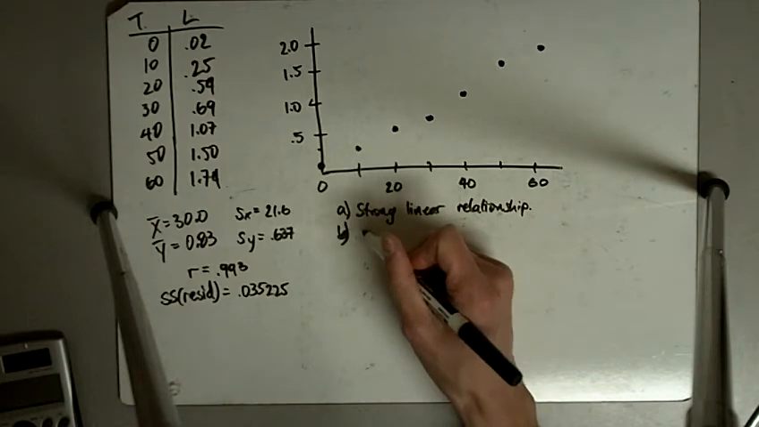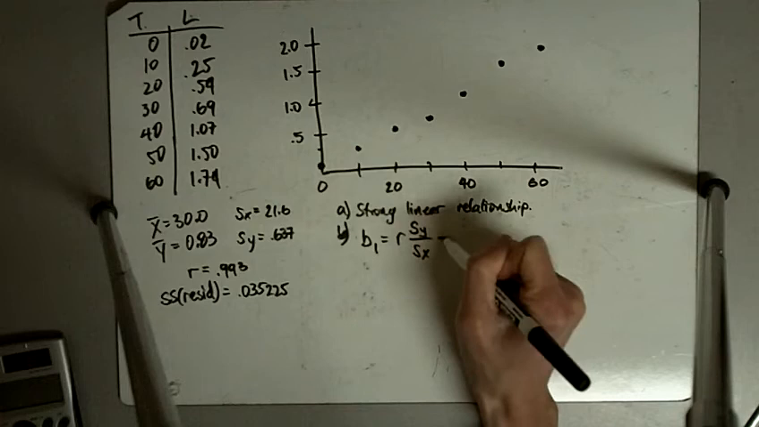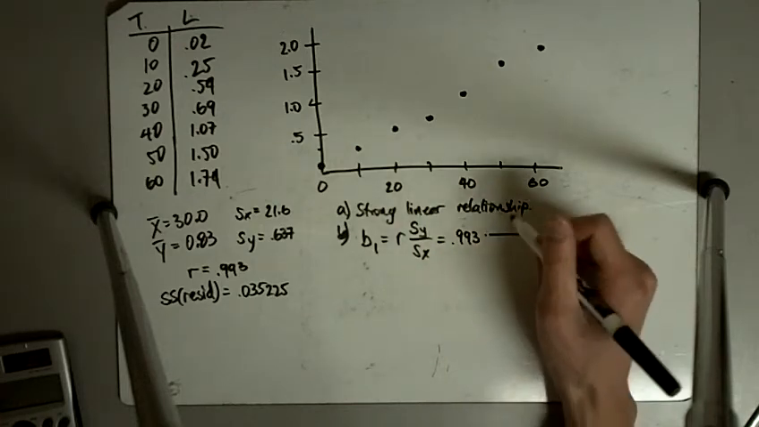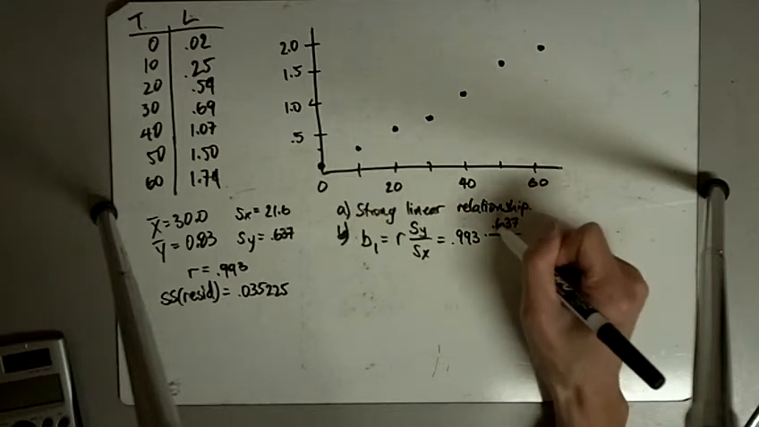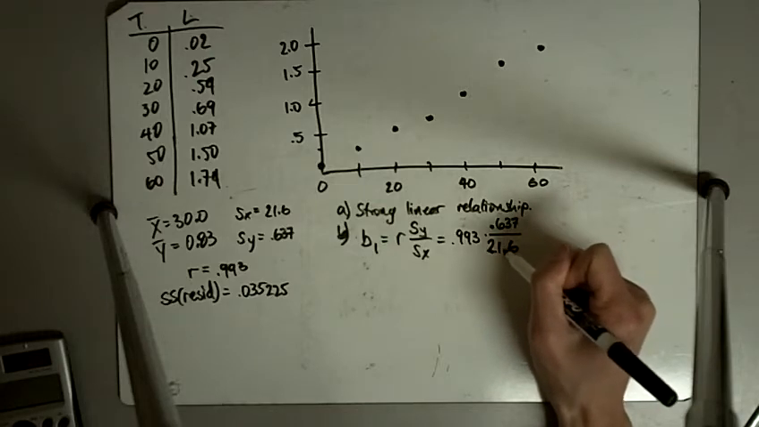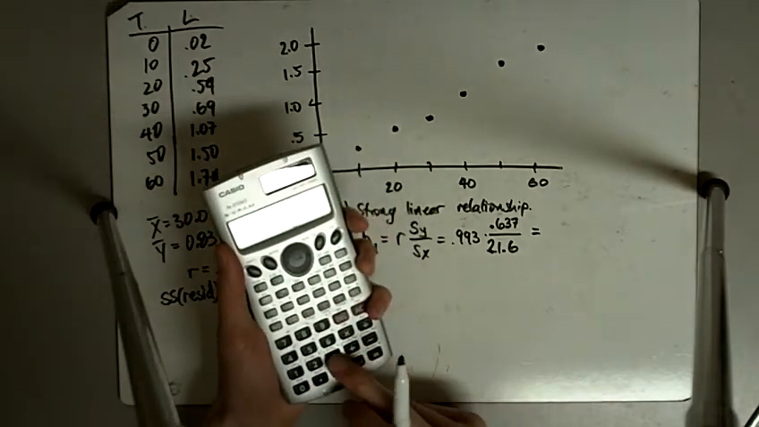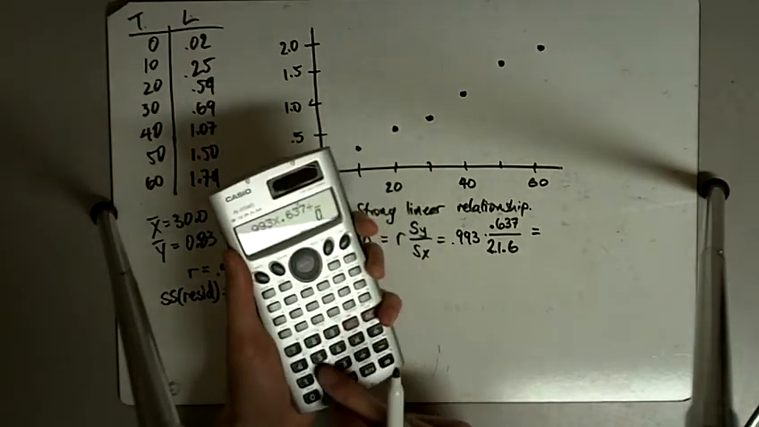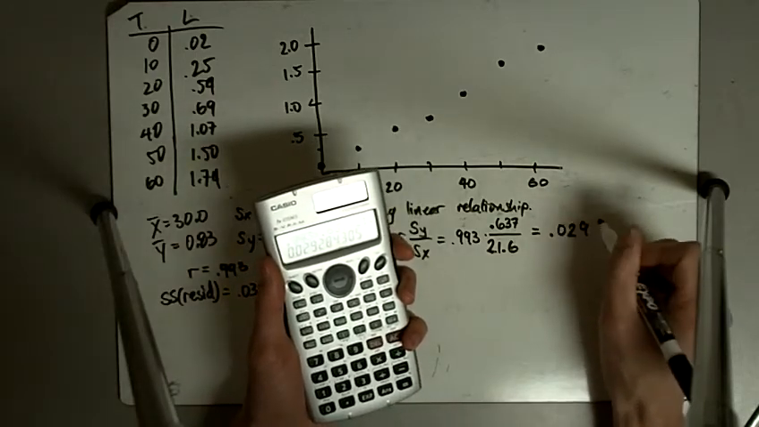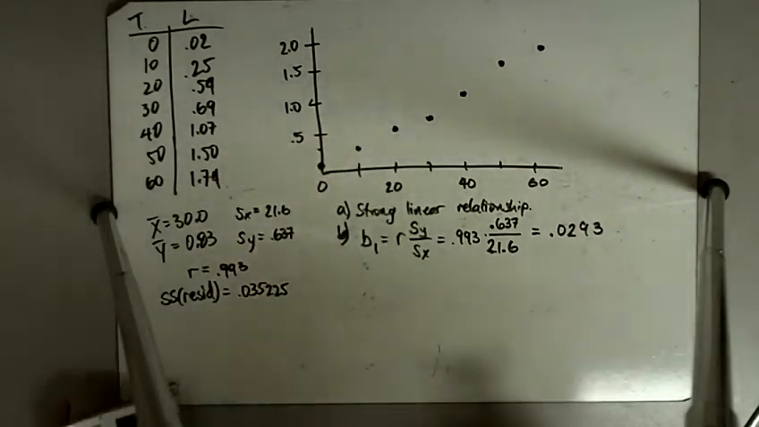All right, so in this case, we're going to find our slope, which is r times s sub y over s sub x. So in this case, I've got 0.993 times the standard deviation of y, 0.637, and the standard deviation of x is 21.6. And so my slope, 0.993 times 0.637 divided by 21.6, I get 0.0293, okay?